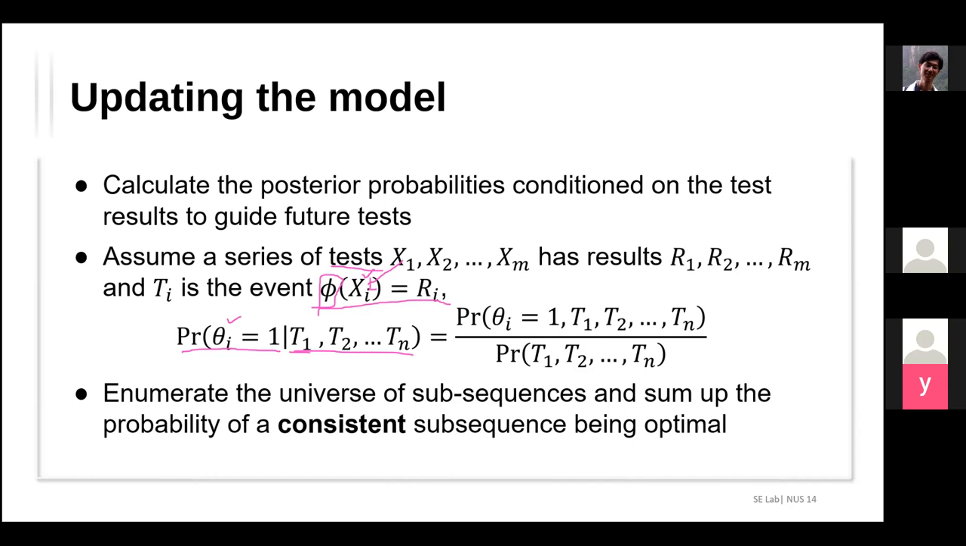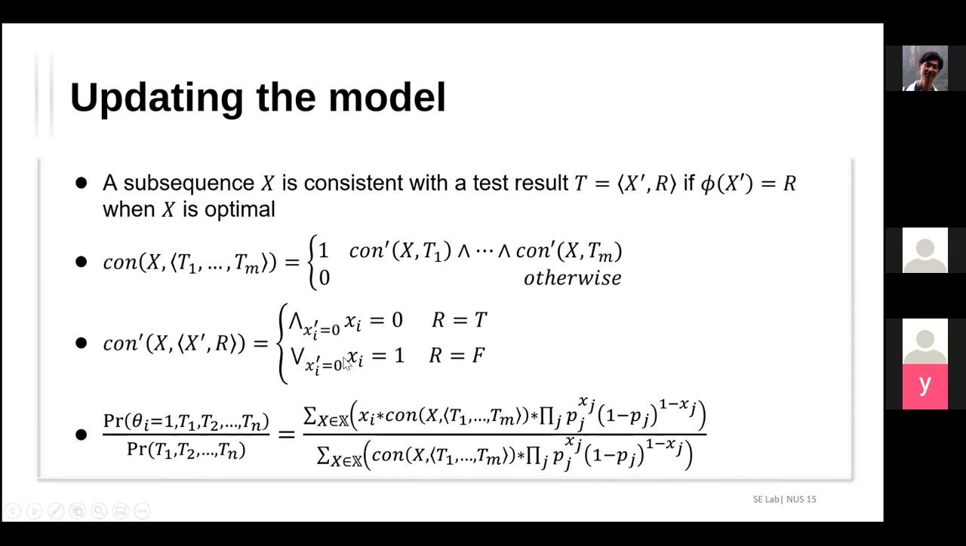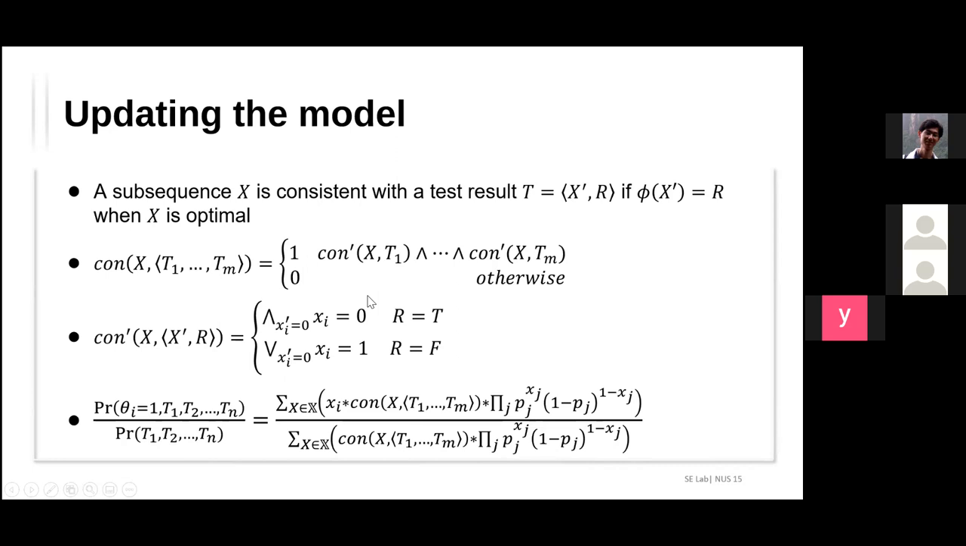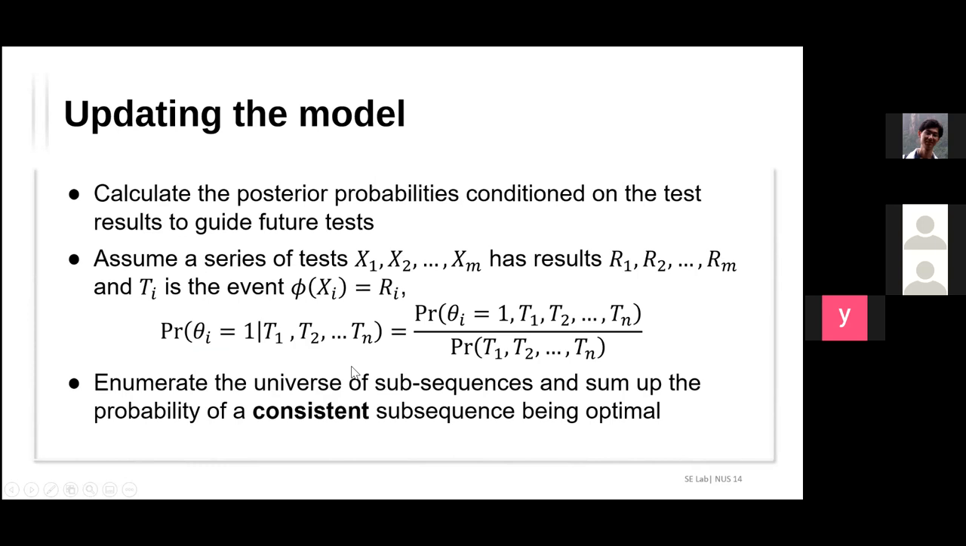So this is a conditional probability. I think it's obvious that there is a problem with this method, which is that calculating this T1 to Tn will be very time consuming. The most straightforward way is to enumerate the entire set of subsequences and sum up the probability. But this method, as I mentioned, is very time consuming. So they decided to go with another method. Just take note that this method, because it makes use of all the test cases, is quite time consuming.